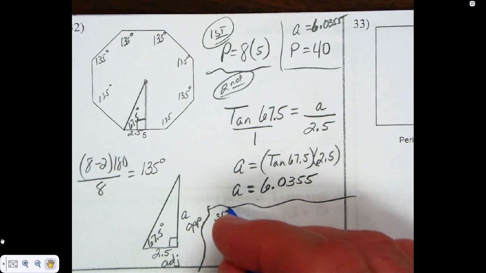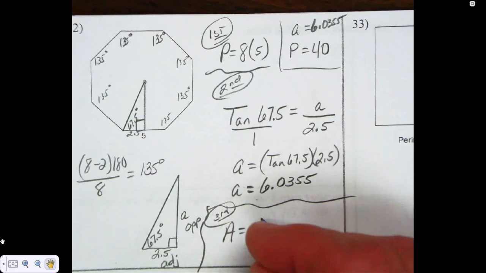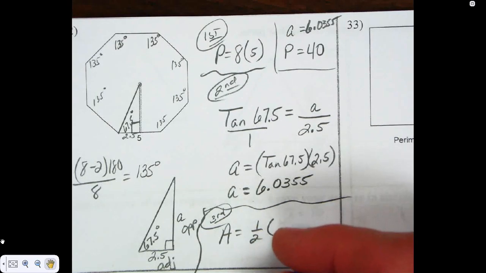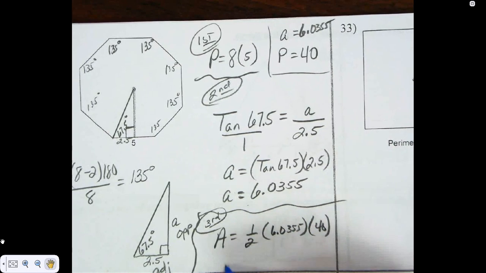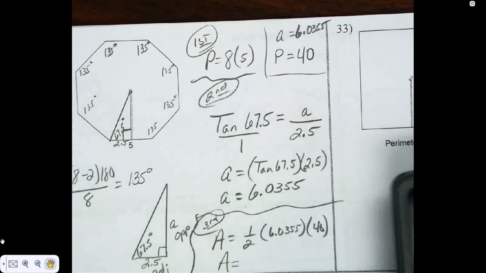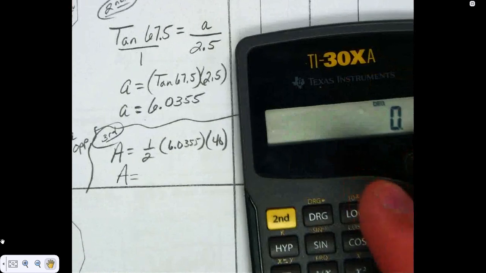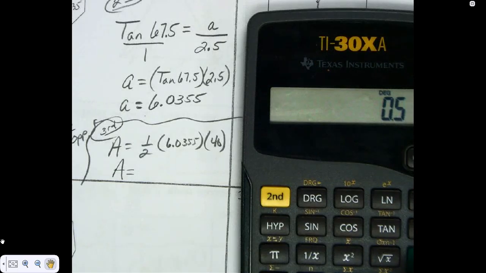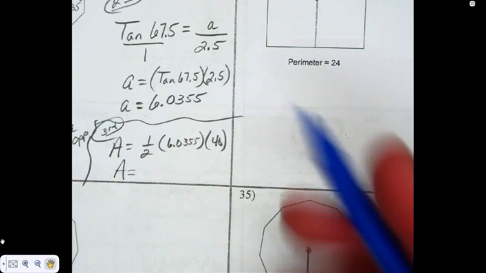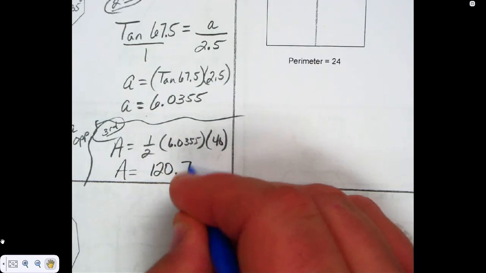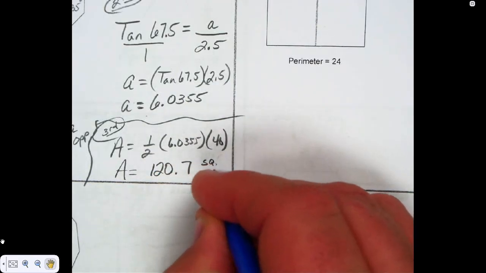My third thing to do is just use the formula. Area is equal to 1/2 apothem, which is 6.0355, times the perimeter, which is 40. As far as the calculator work's concerned, you guys probably like this one better, don't you? It's just 0.5 times 6.0355 times 40 equals, round to the nearest tenth, so it'd be 120.7. So 120.7 what? Square units.